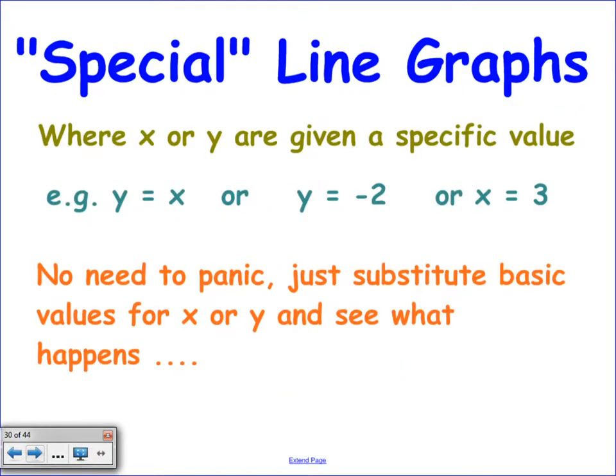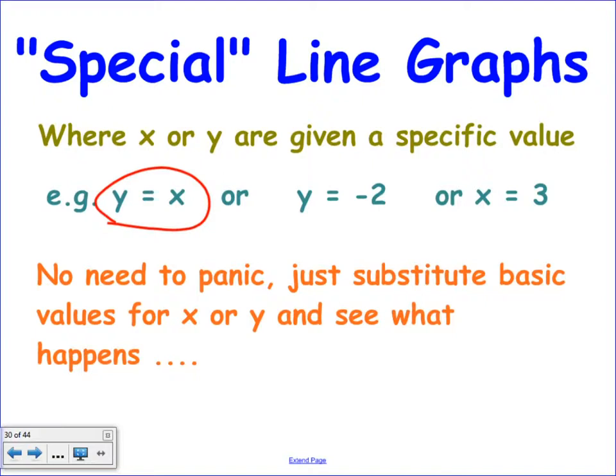There are some special line graphs out there. These line graphs we've come across already. Y equals x is a special one that you will need to recognise. It's that diagonal line that goes at 45 degrees across a bit. We're going to plot it in a second, don't worry. But you might come across these to either plot or describe.